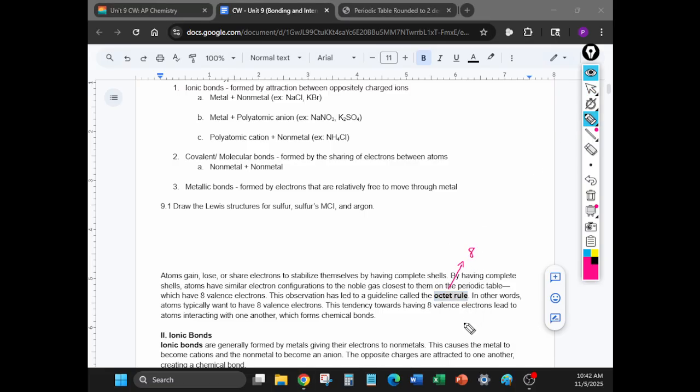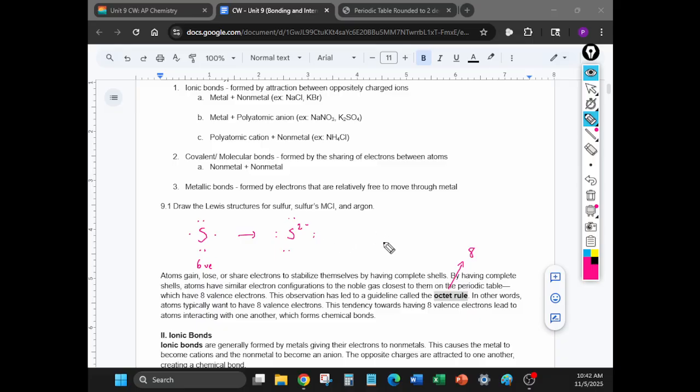Basically what this is telling us is that elements want to either gain or lose electrons until they get 8 valence electrons. For example, let's look at the sulfur we just talked about, right? Regular sulfur has 6 valence electrons. But what does sulfur want to do? It wants to gain 2 electrons, so it becomes S2- in order to have 8.